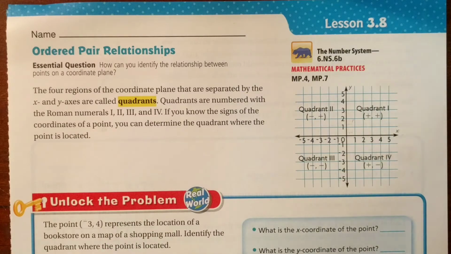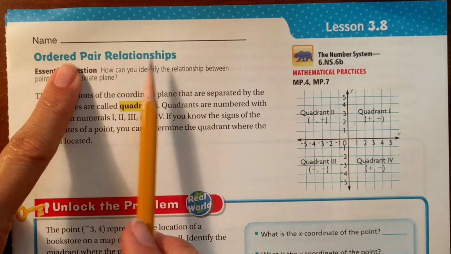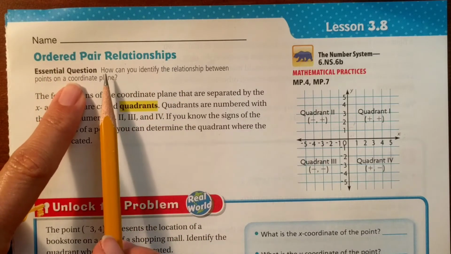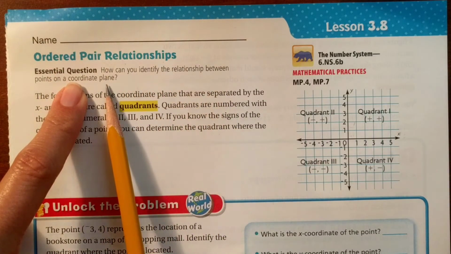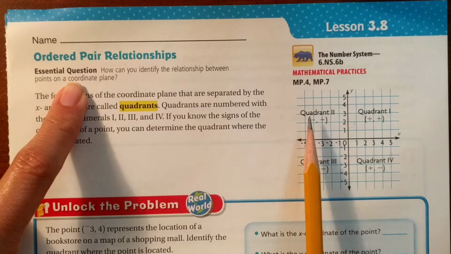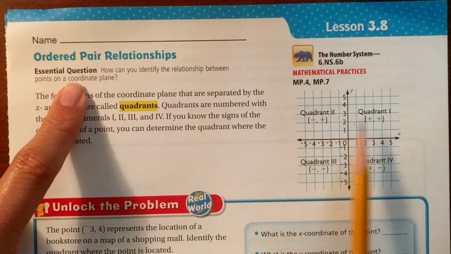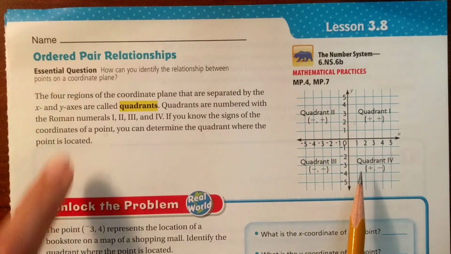Lesson 3.8 on page 131 of your big text is about ordered pair relationships. Our essential question: how can you identify the relationship between points on a coordinate plane? The relationships being, we're going to find out whether they're both positive, both negative, or combinations of that.